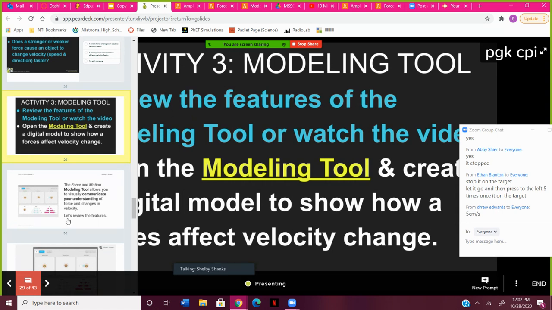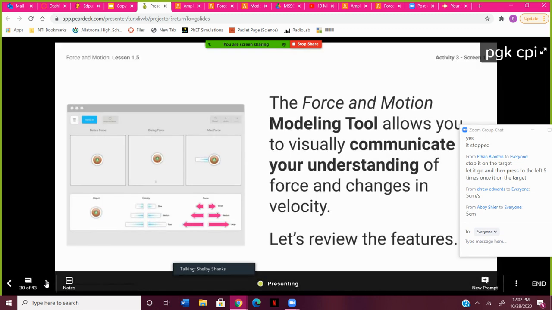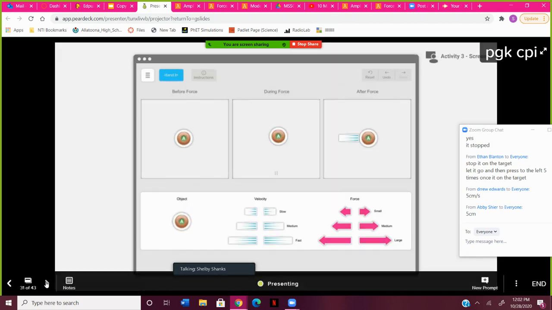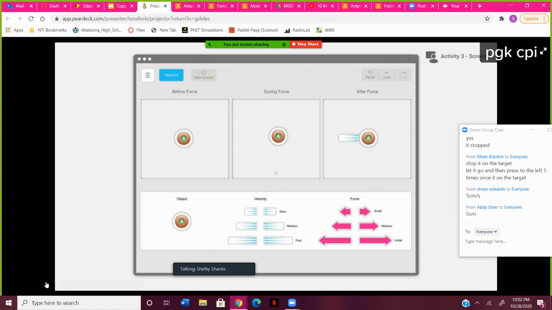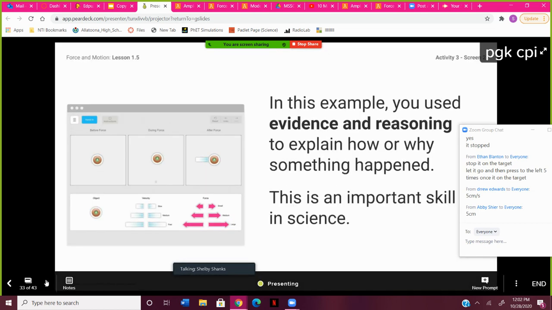All right, so we've got what is called a modeling tool. We're going to hit on this for just a little bit, and we will work on this together on Friday. So you won't have to worry about this. But we are going to start on it today. This modeling tool is going to allow you to visually communicate your understanding of force and changes in velocity. I will show you the video on how this works on Friday because I want us to get to a few more things today. So don't worry about this video.